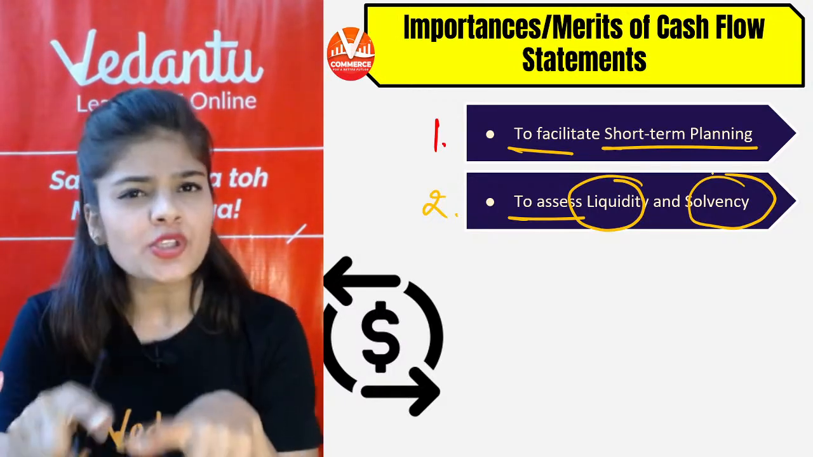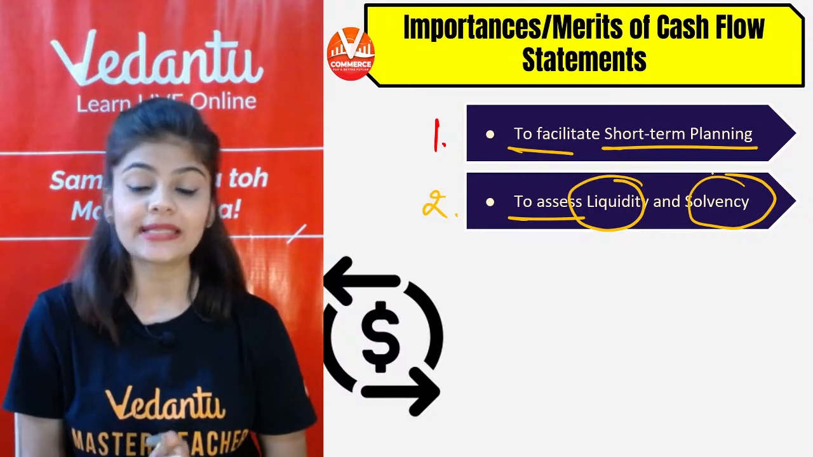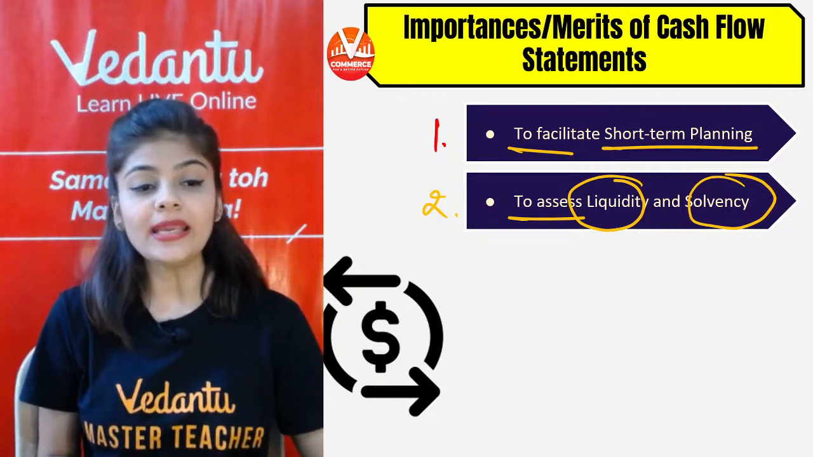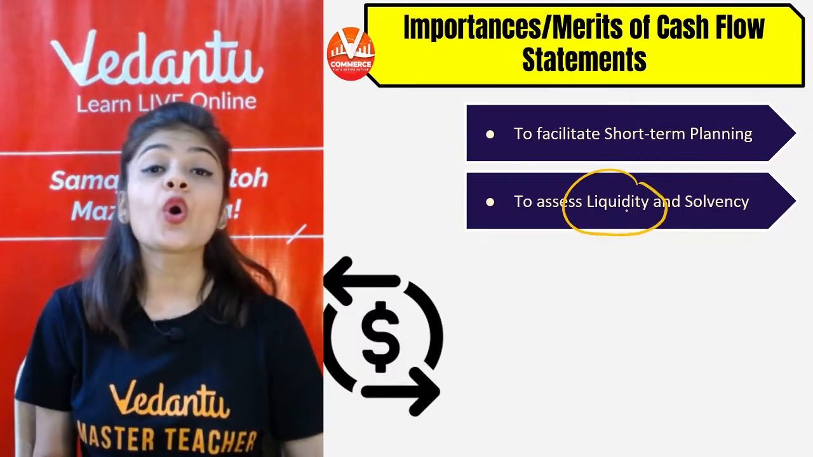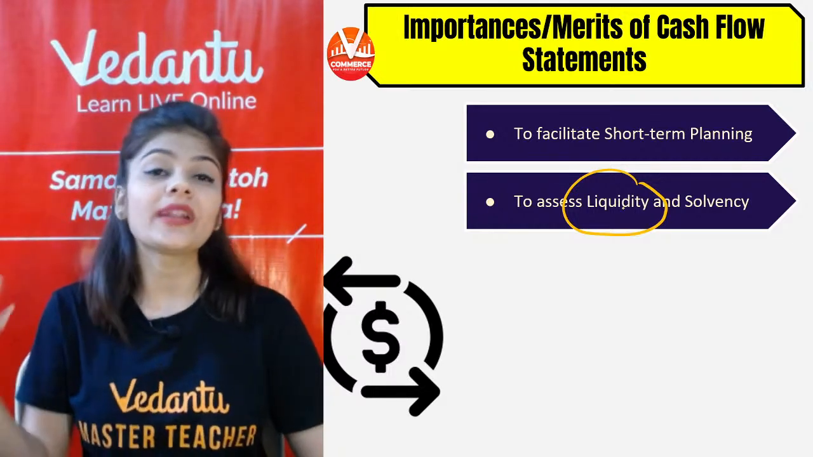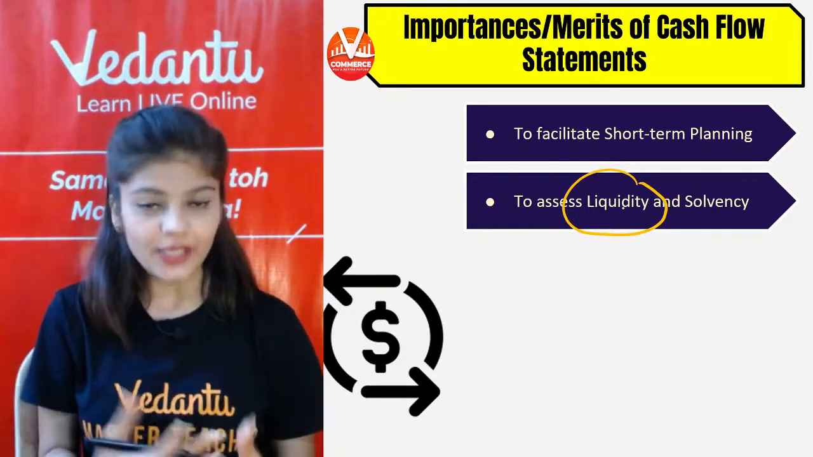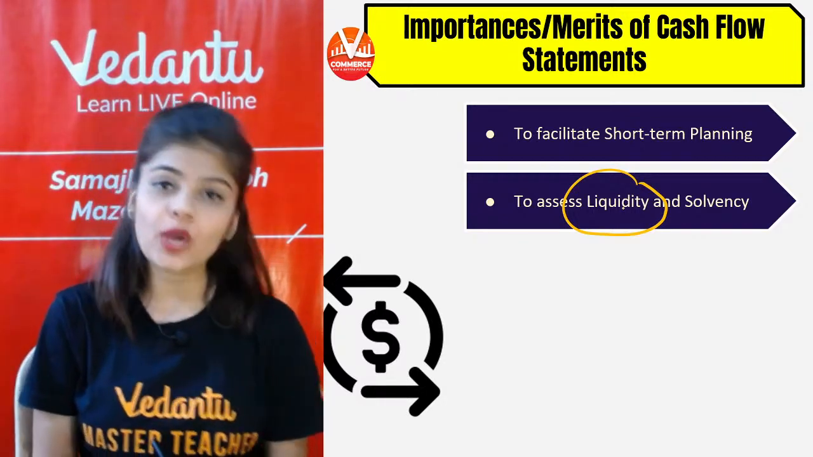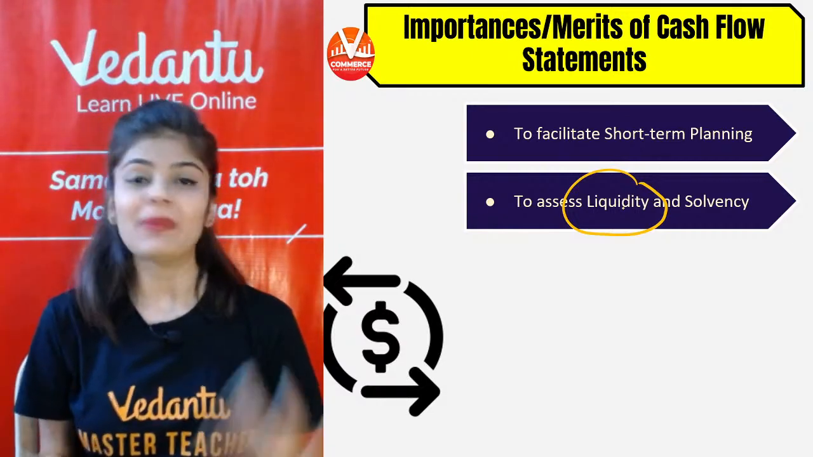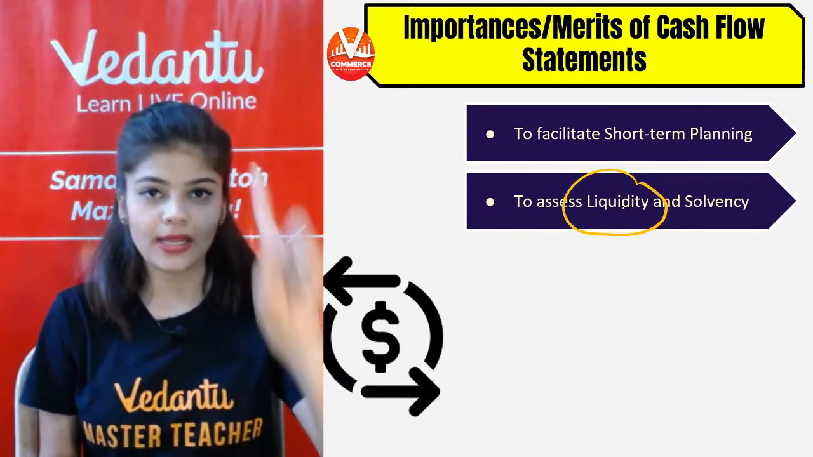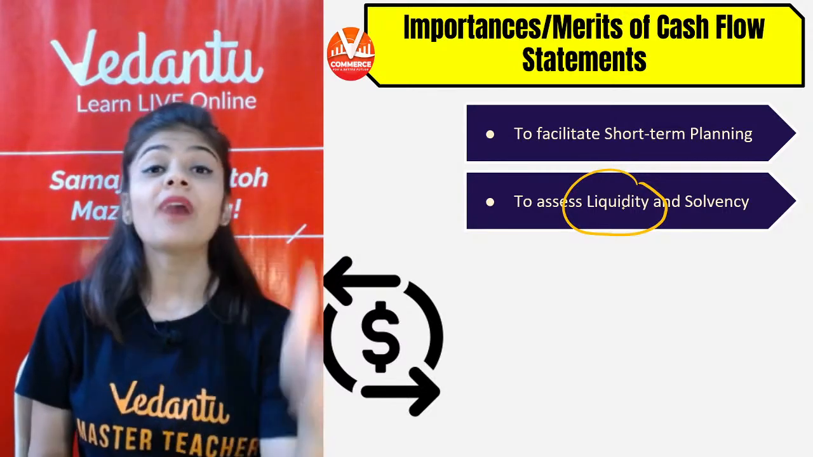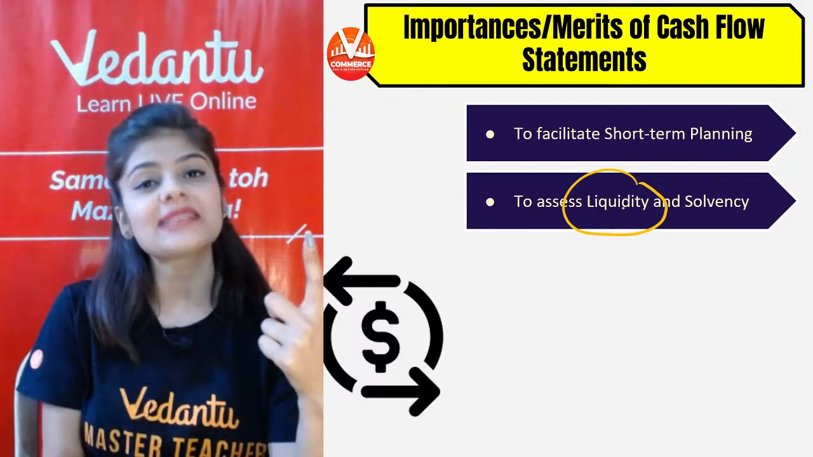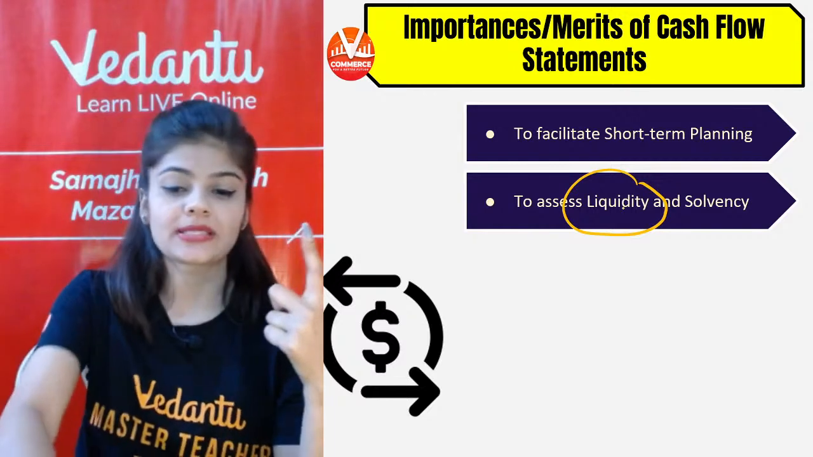Now, it also helps to assess liquidity. What do you mean by liquidity? Liquidity means how quickly your assets are convertible into cash. That is known as liquidity. So cash flow statement helps to assess both liquidity and solvency. So first benefit, it facilitates short-term planning. Second benefit, it helps in assessing liquidity and solvency.